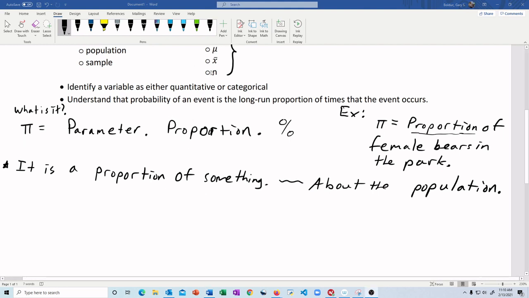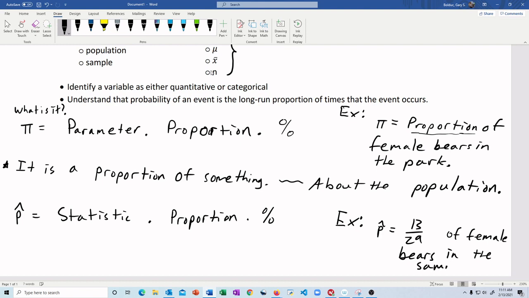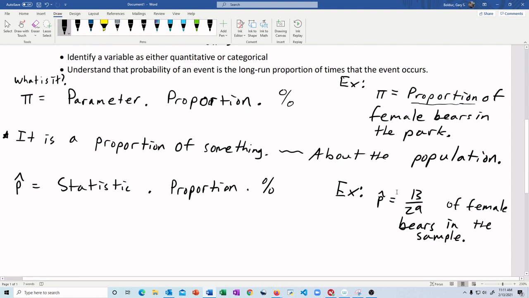P hat. Well, these go together. So p hat's next. This is a statistic, but it's also a proportion. If you write down p hat, you should be thinking proportion, percentage. If you want to keep going with the same example, you can, or you can put up another example for yourself. In the bear example, p hat was, if I remember correctly, 13 out of 29. So this was the proportion of female bears in the sample. Not in the whole park, just in the 29 bear sample we collected.